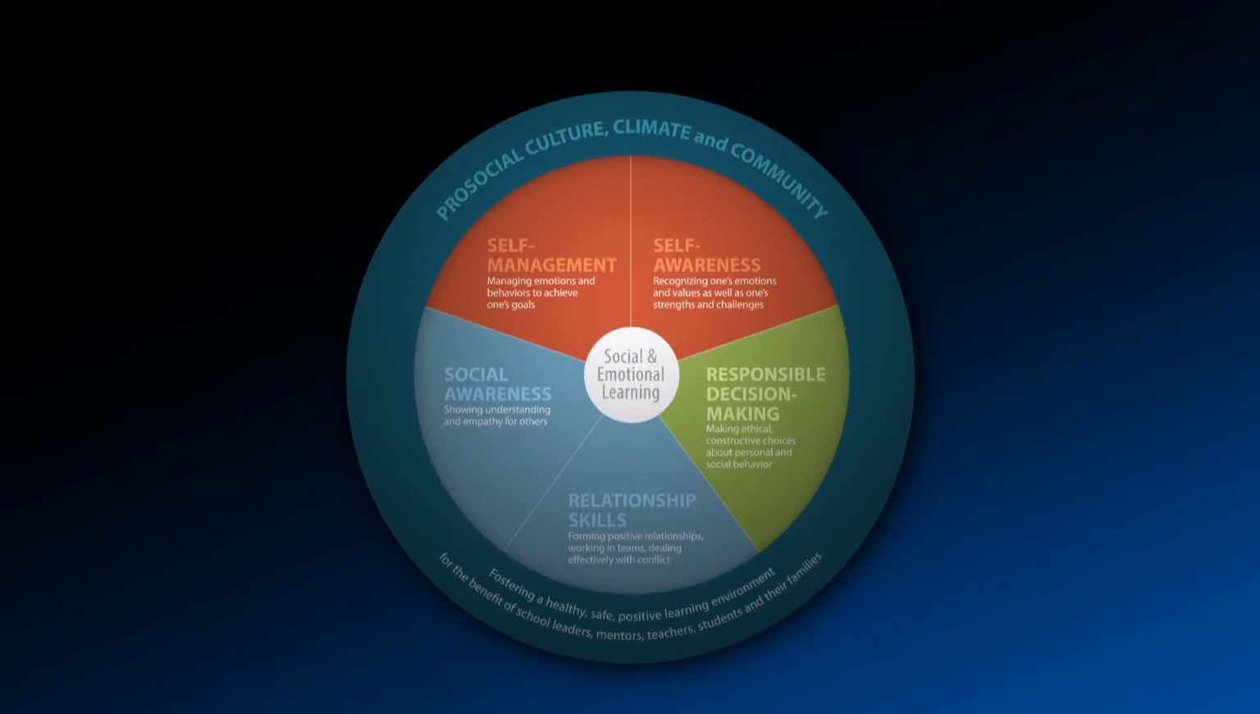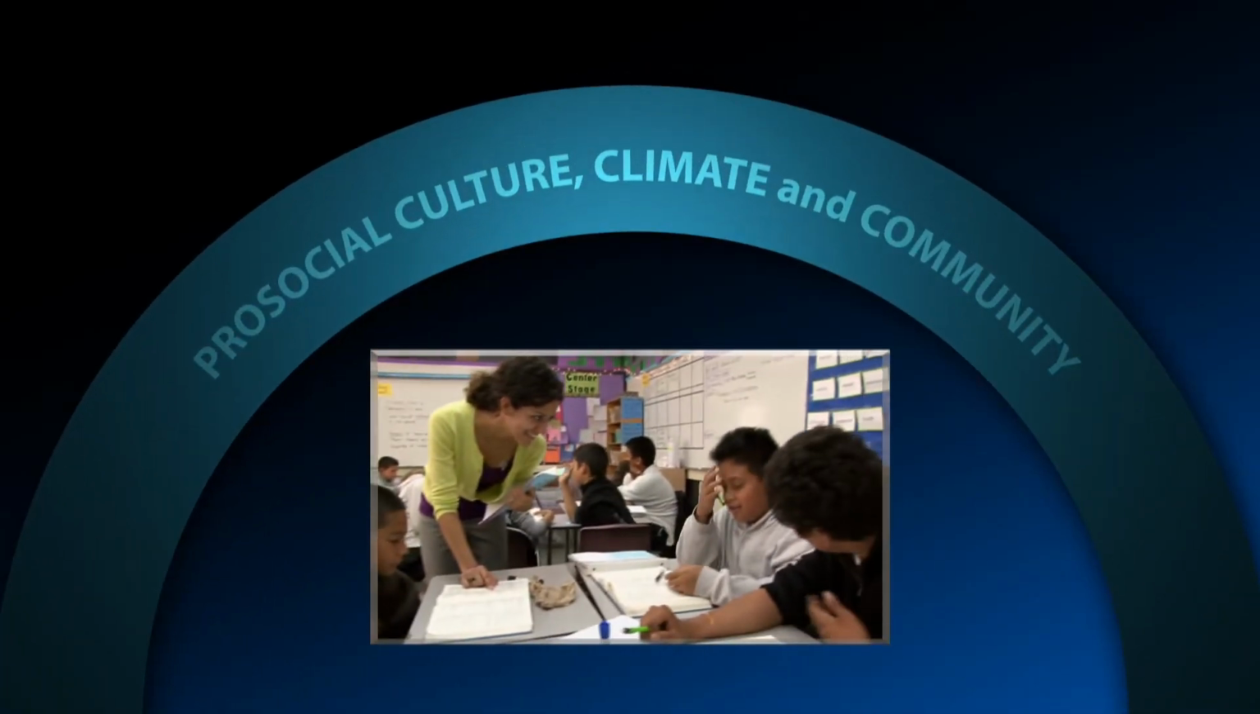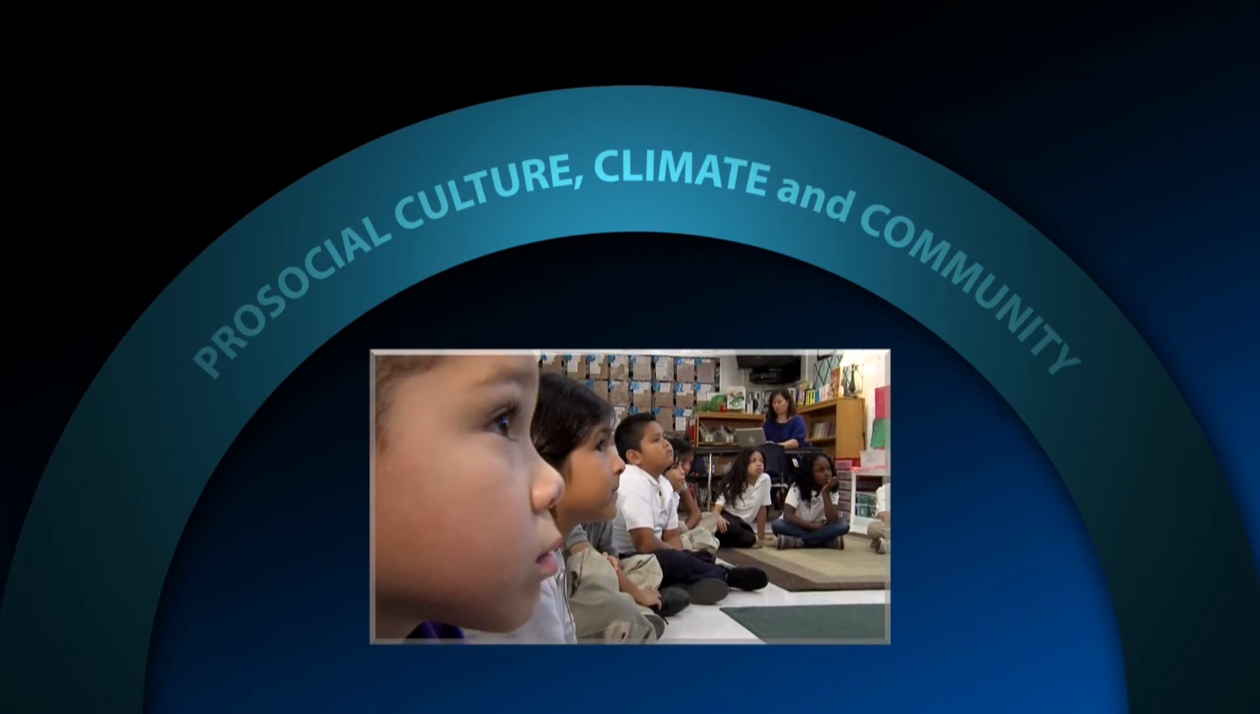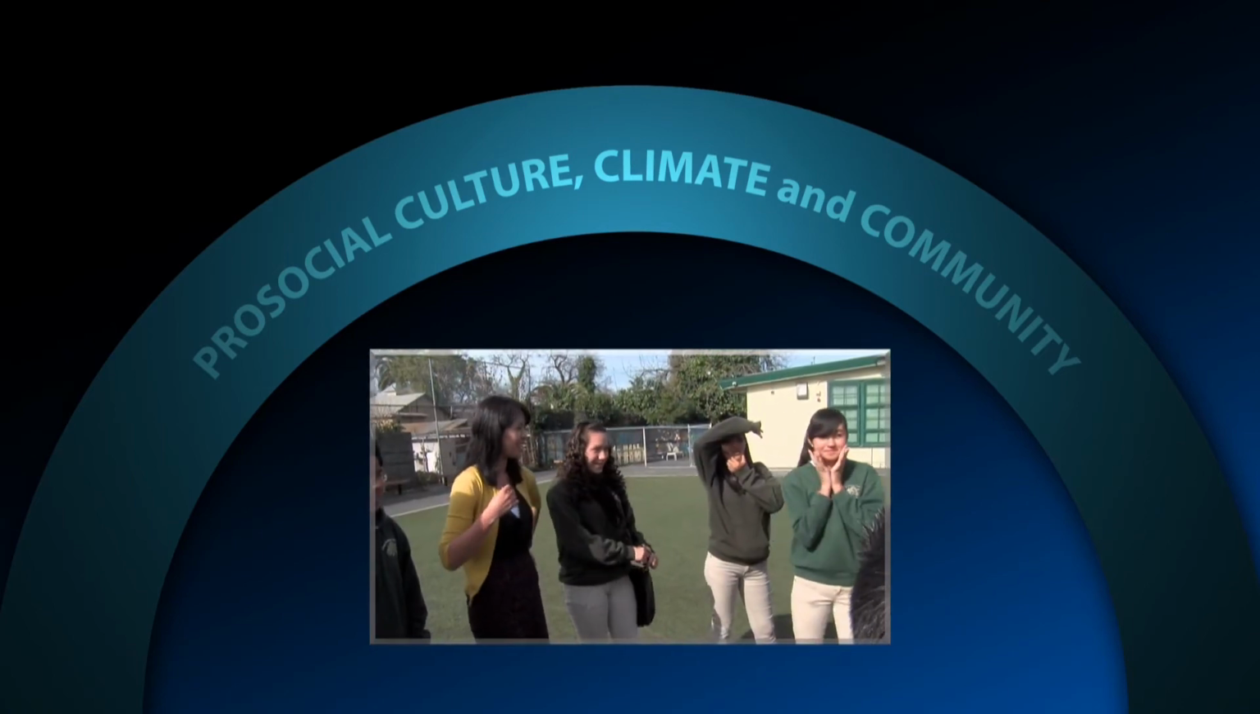To create successful schools, we need a pro-social culture, climate, and community to foster positive, safe, healthy learning environments for teachers, school leaders, students, and their families. You have to consciously plan for how you're going to do that and set the expectations high, both for academics and how we're going to treat each other.